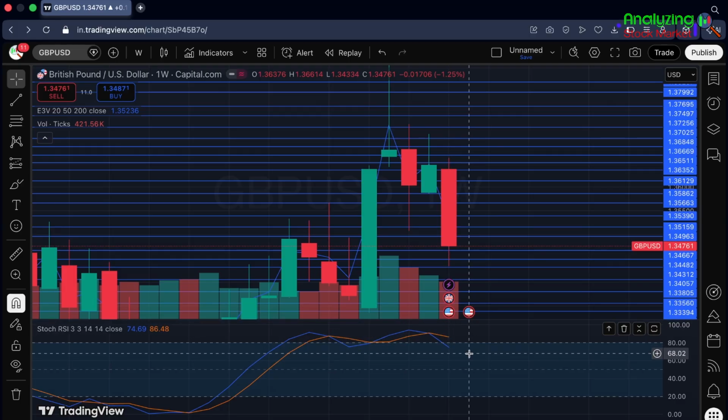But remember, as we always say, you should not only look at RSI or other indicators, you should also look at other factors which move the pair, like any news or important events, and then make a decision according to that data. So now let's mark some important support zones and resistance zones on a one-day chart.